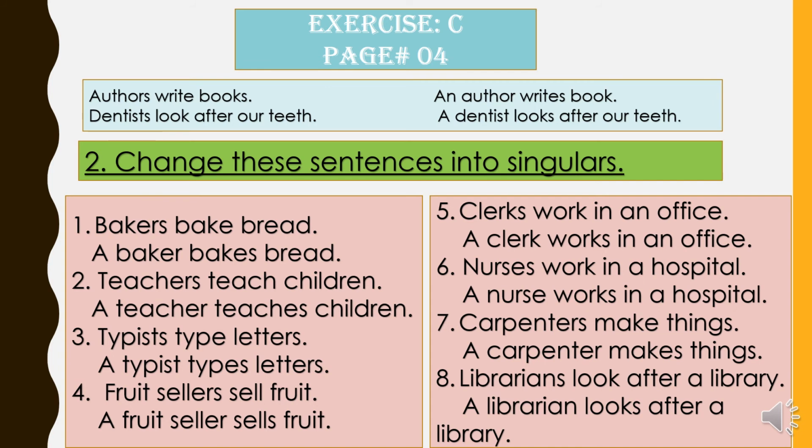Number 7. Carpenters make things. A carpenter makes things. Number 8. Librarians look after a library. A librarian looks after a library. Right, my dear students? Hope you understand both exercises.